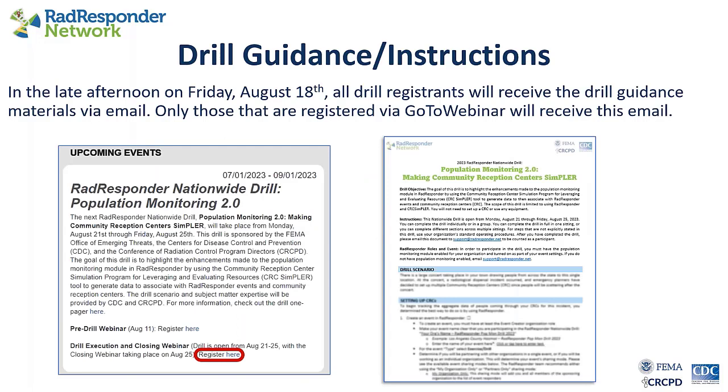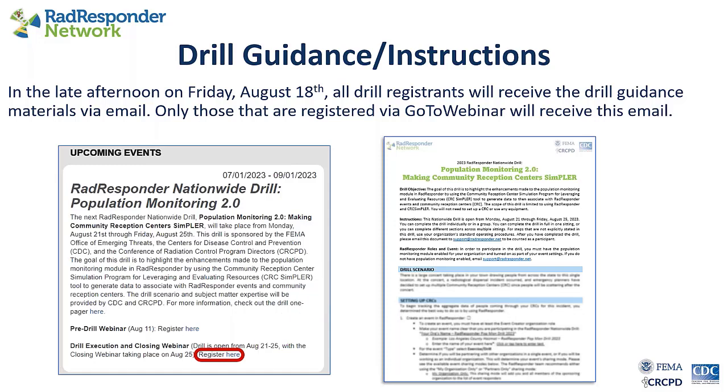So in the late afternoon next Friday, all drill registrants will receive the drill guidance materials via email. And only those that are registered via the GoToWebinar link will receive this email. So if you're unsure if you're registered, I recommend you go to the RadResponder homepage. Under the upcoming events section, you'll see a link for the drill execution and closing webinar. And the register here, that's the link that you need. You all right now are on the pre-drill webinar, so you're good there, but we do need to make sure you're on the execution and closing webinar registration list in order to receive the materials.